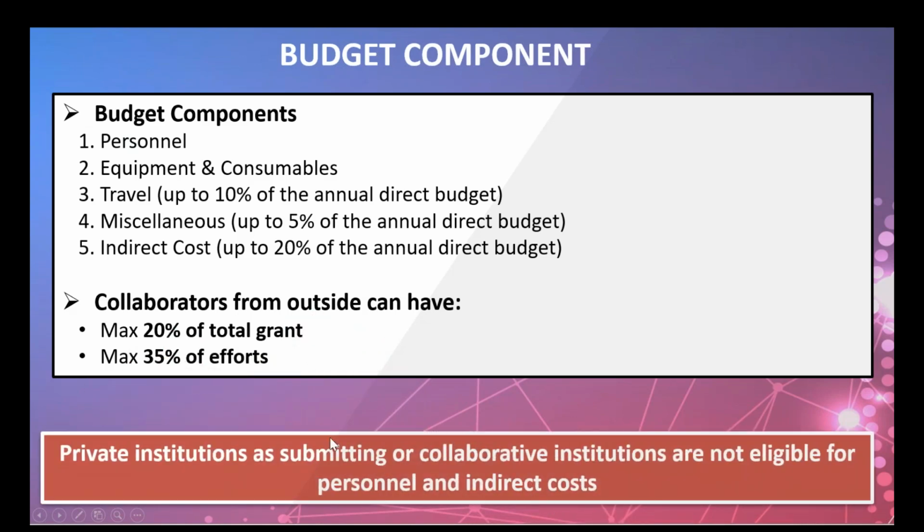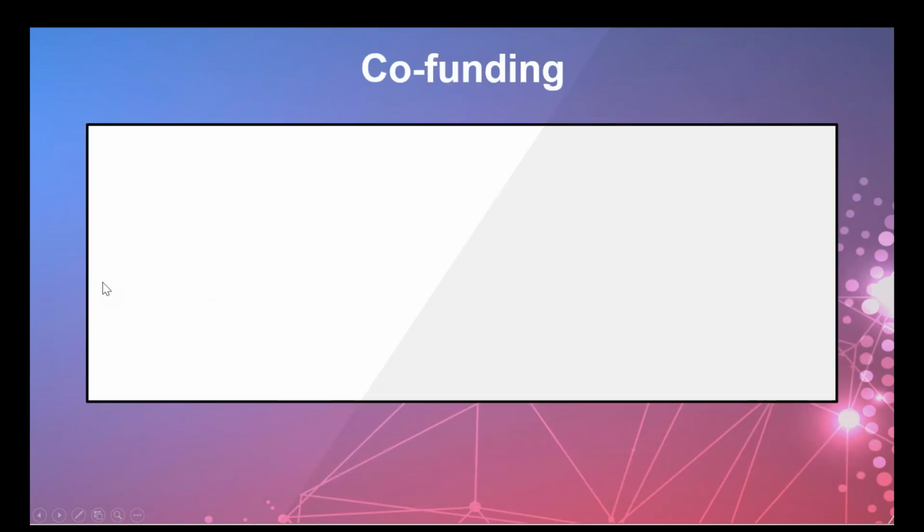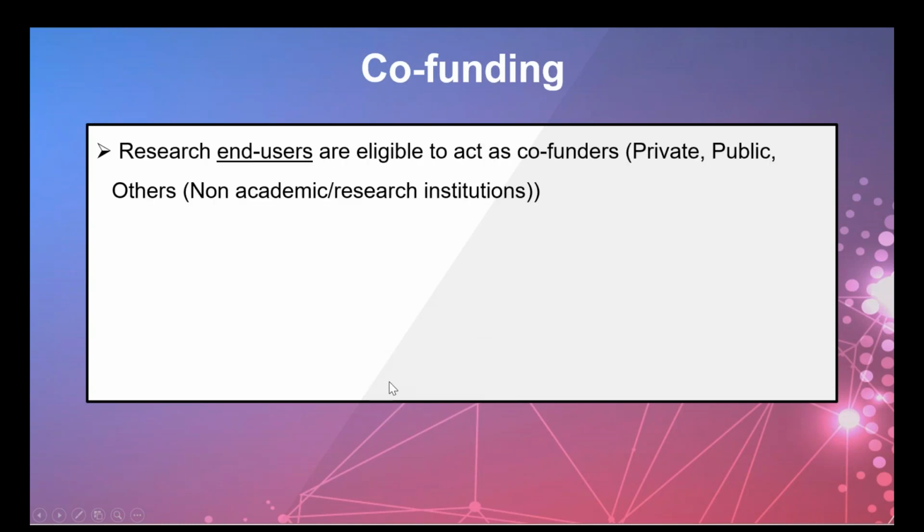We have here also some rules regarding private institutions. As submitting or collaborating institutions, they are not eligible for personnel and indirect costs. In the NPRP cluster, we encourage co-funding from research end users, of course. These are private, public, or other institutions like NGOs or any other non-academic or non-research institutions. These are eligible to co-fund.